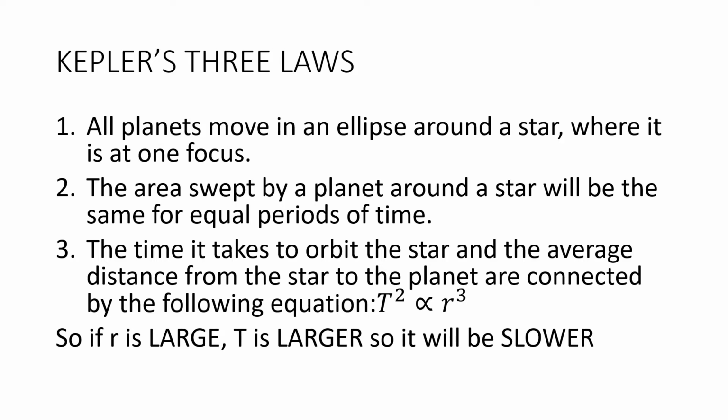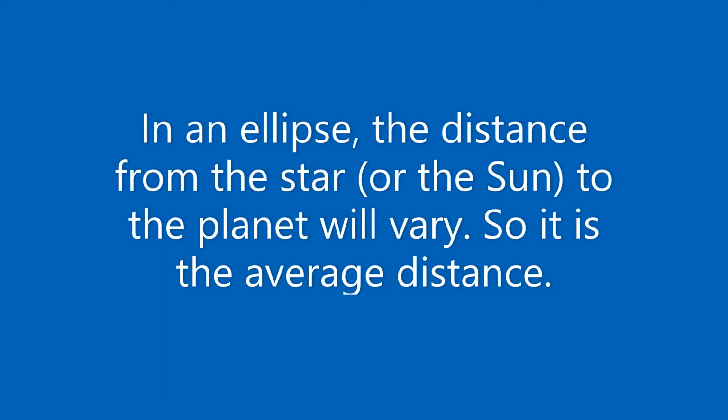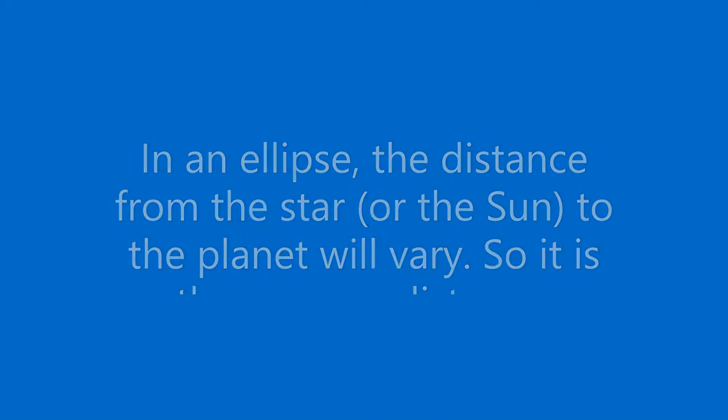The third one: the time it takes to orbit the star and the average distance from the star to the planet are connected by the following equation. The period squared is proportional to the distance between the star and the planet cubed. So T squared is proportional to r cubed. So if r is large, T is larger, so it will be slower. In an ellipse, the distance between the star and the planet will vary, so there's an average distance.